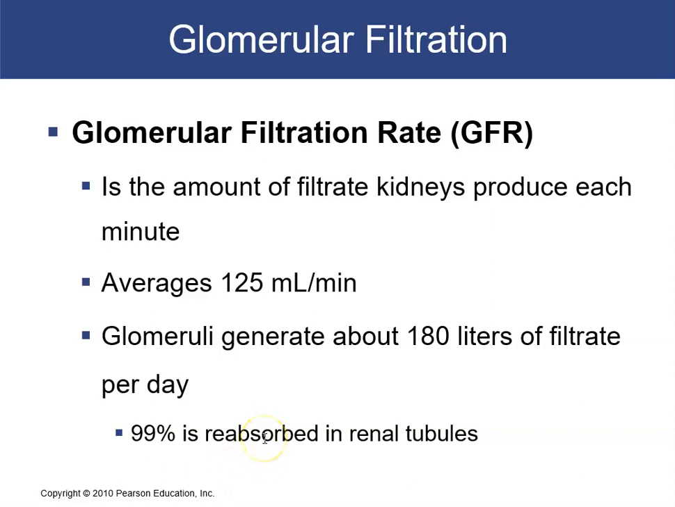So we're going to go through the process of reabsorption, taking materials back. As this material continues through the nephron, 99% of it will be reabsorbed. As a result, we only eliminate 1 to 2 liters of final product that we refer to as urine.